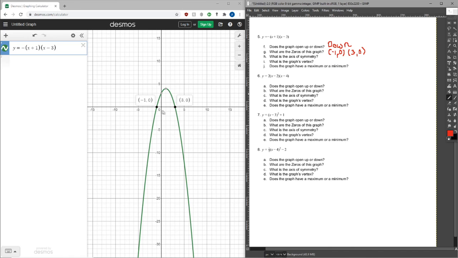Let's go look at my vertex. Remember, my vertex is either my highest point or my lowest point. Let's click on that highest point, and it's 1, 4. So my vertex is 1, 4. What's my axis of symmetry? Well, remember that that's that first number where the x has a value. X equals whatever that is. So x equals 1 in this case. Does the vertex have a maximum or a minimum? You can see that the vertex is on the top of the mountain, so it is a max.